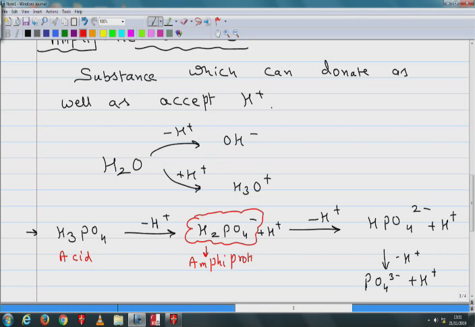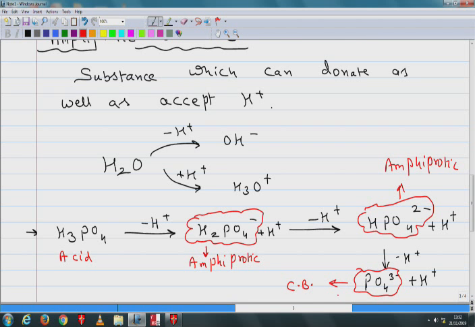Similarly, the same thing with this one. This is also amphiprotic. But PO4 3 minus does not have any proton for donation. That's why it cannot donate any H plus ions. But yes, it has the ability to accept H plus. So we can say this one will be the conjugate base. Got it? Any doubt about it?